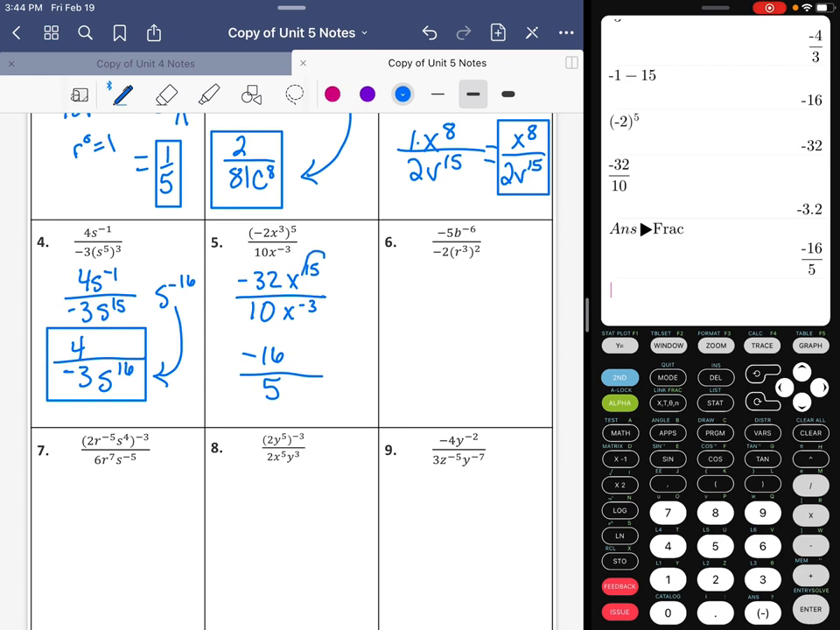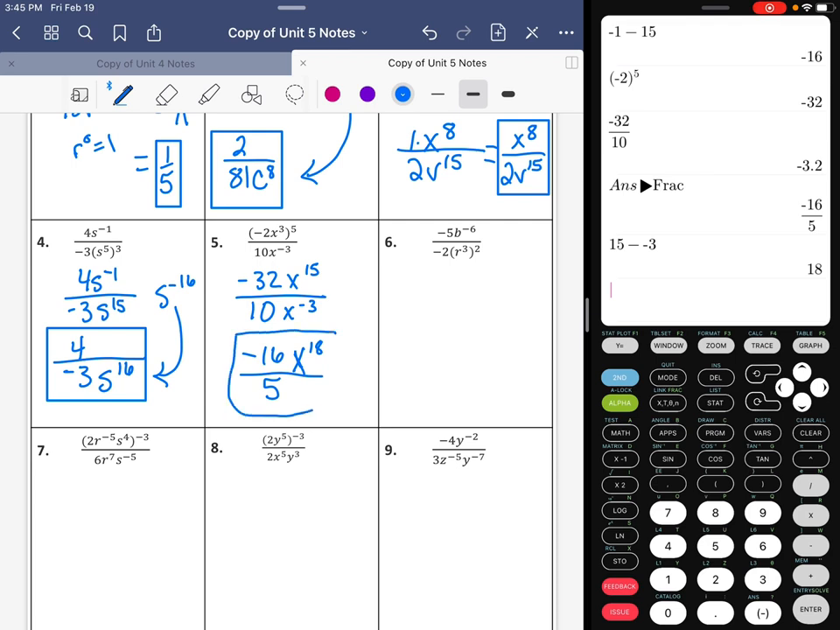Then let's look at this division. We're going to subtract 15 minus negative 3. Well, that's 18, so that's positive. That means I'm going to have x to the 18th power on top and only 5 on the bottom. So there's that one.